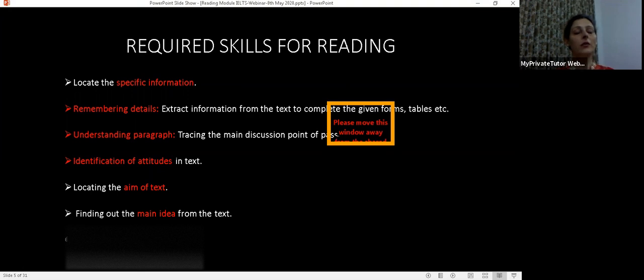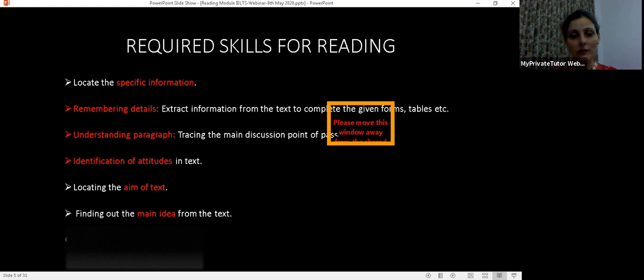So you have to locate the specific information in that passage first, remembering the details, and extract information from the text. Because there are going to be questions where you have to label the diagram or fill the table. The details are given in the passage, so you have to remember that. Just go through the passage, be very specific, and fill the blank. If there's a blank over there, you have to answer it accordingly.